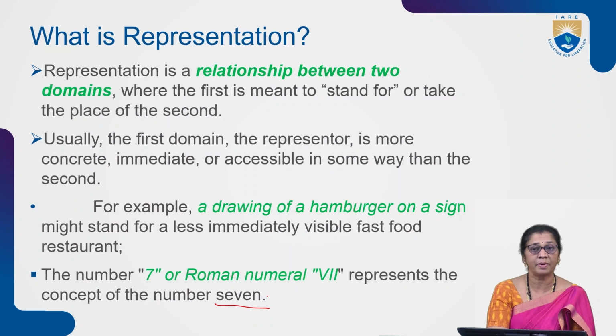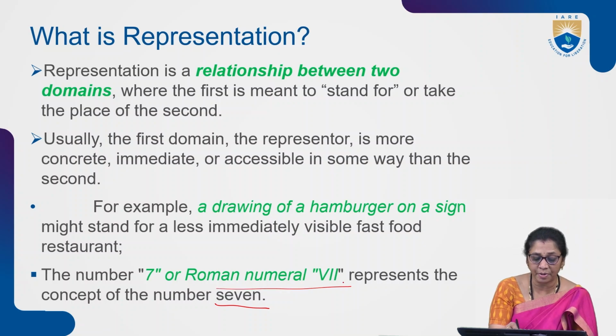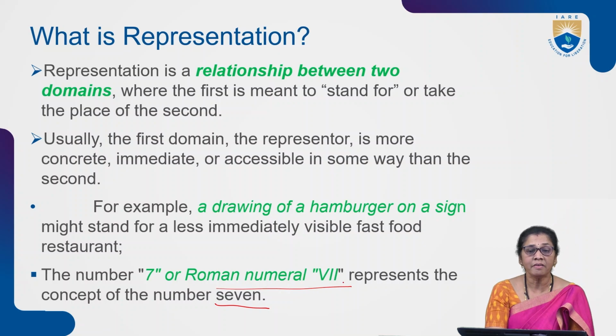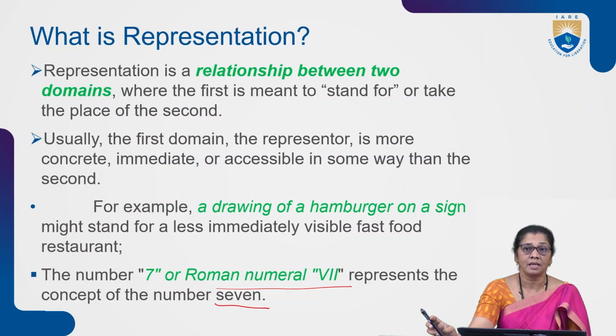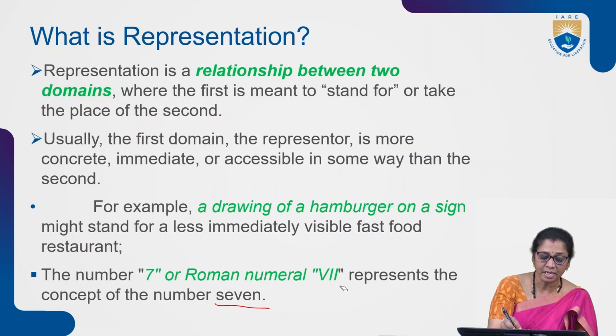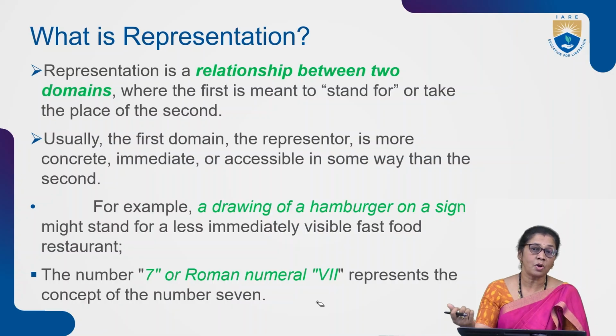A figure 7 represents 7, a Roman numeral represents 7, and even in words we are representing 7. This is one way of representation. The first way of representation was a drawing, right? It's an image also, we can say. And the second way of representation is writing. So this is how we are representing the knowledge we know.